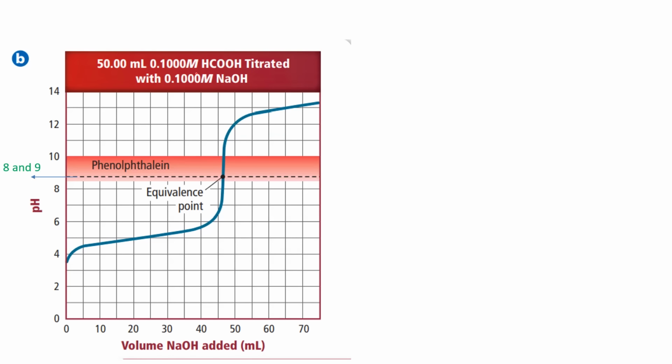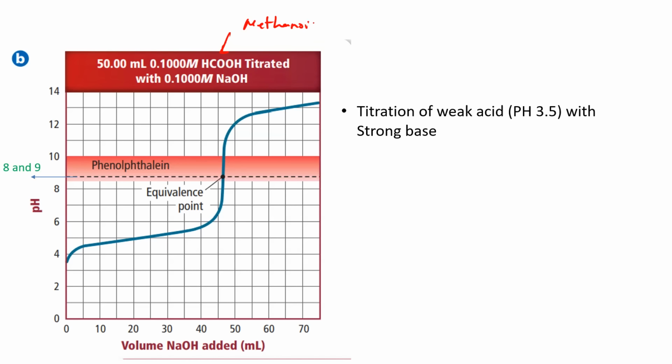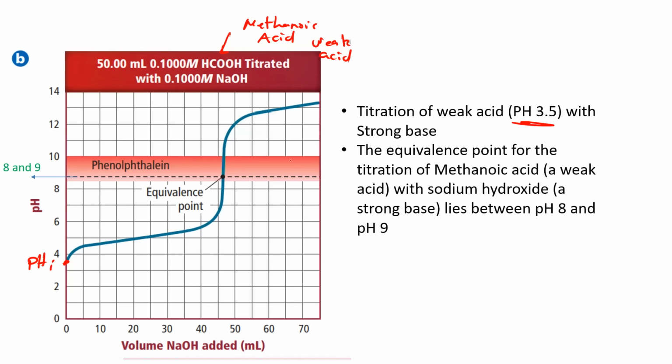Now, what if we have a weak acid and a strong base? So this is methanoic acid. Okay, this is a weak acid. Okay? I keep adding NaOH to it. That's NaOH. The initial pH is actually 3.5, not 1, because it is weak. The equivalence point now, you will keep adding the same thing. The equivalence point is actually between 8 and 9. It's not 7. Alright? So it's between 8 and 9.